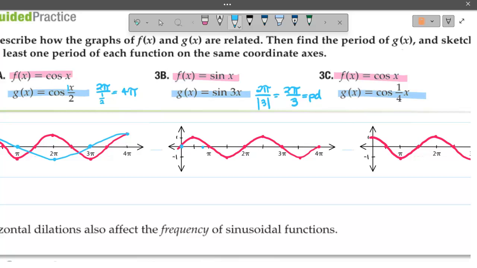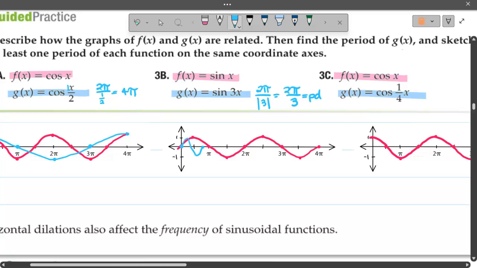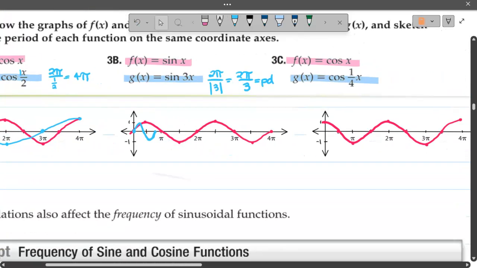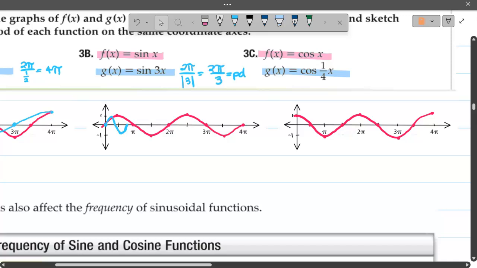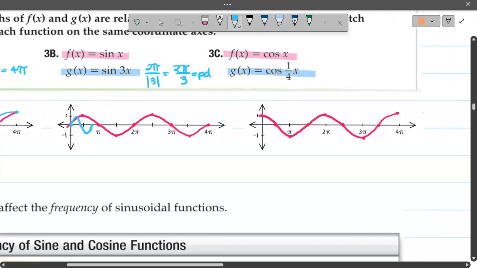I need to get all the way up, down, and back up in 2/3 of a pi. That's my period. So it's been condensed, if you will. And you could repeat this over and over and over. The directions say just to graph at least one period on the coordinate axes. Let's try this next one.